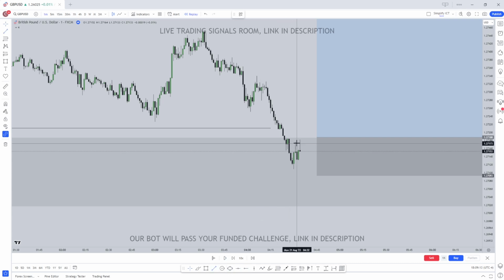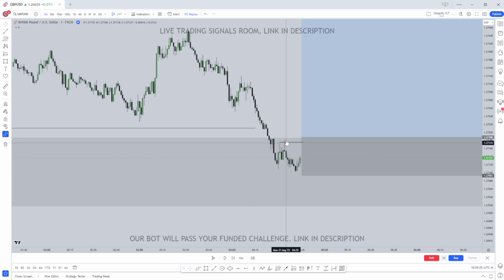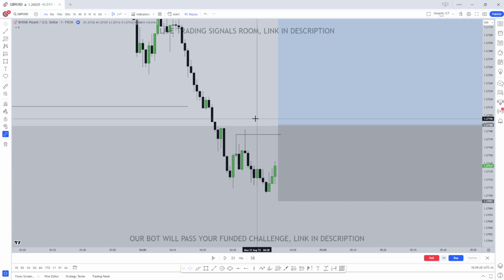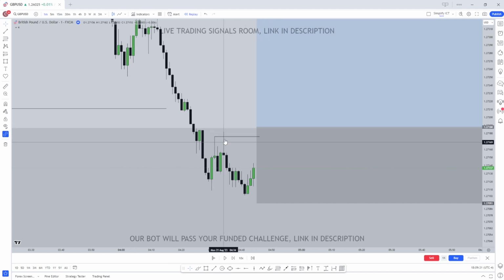Now as you can see, this was a fractal high that was created, so this was our main high that we were using to look for a break of structure off. As you can see, price didn't break this structural point. If I just zoom in, price didn't break the structural point with displacement. There was no body above it. There were not multiple candles above it showing me that smart money was interested in this move.